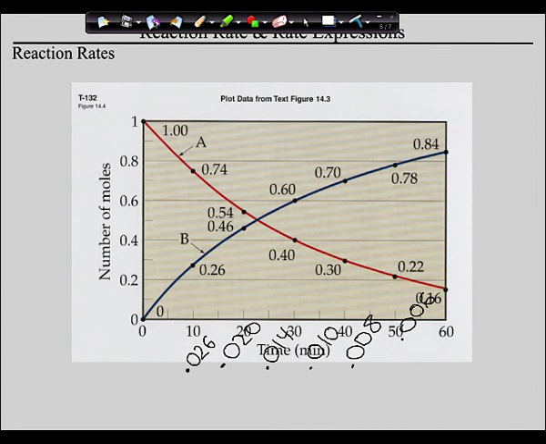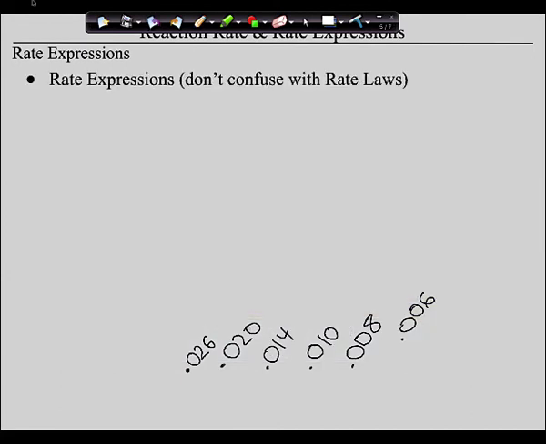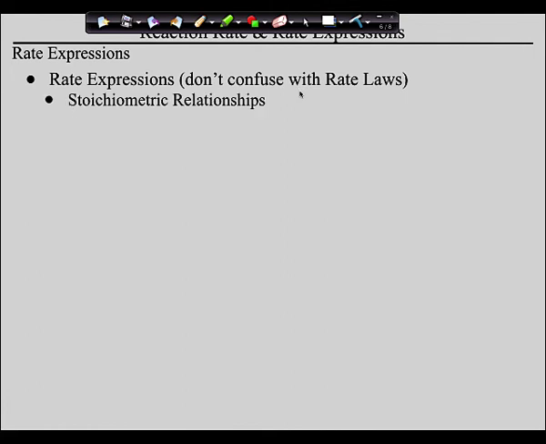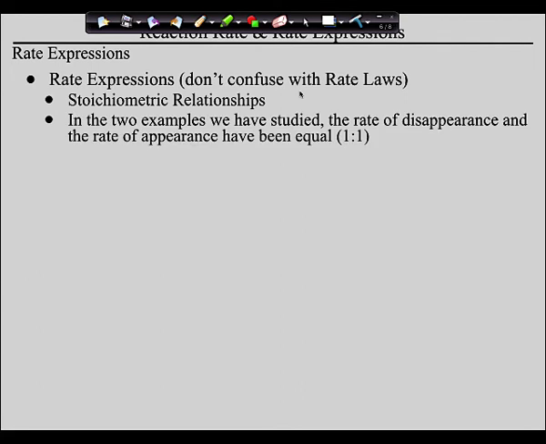Okay. But what if it's not a 1-to-1 ratio? Well, that's what rate expressions allow you to tackle. Guys, rate expressions, and again, don't confuse these with rate laws. That'll be important to you in a couple days. The bottom line is this. What these things rely upon are stoichiometric ratios. In the two examples we already looked at, A turning into B, and then butyl chloride reacting with water to form butanol and hydrochloric acid, these have been 1-to-1 ratios. The question becomes, what if it ain't 1-to-1?